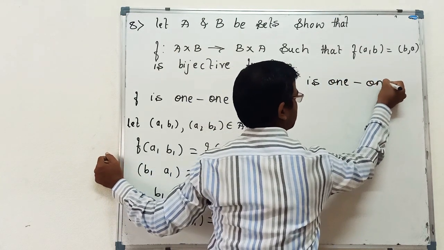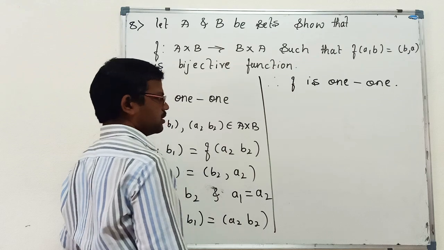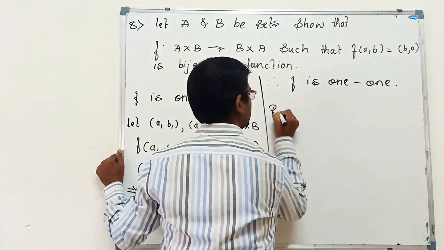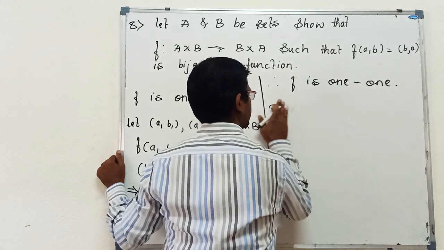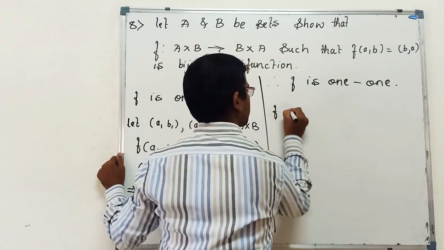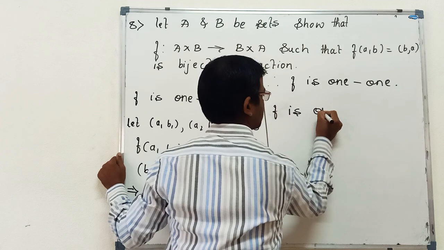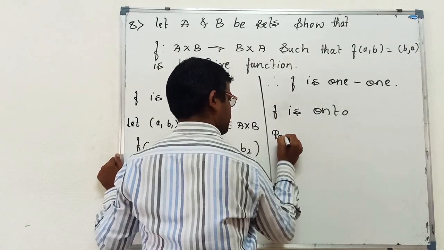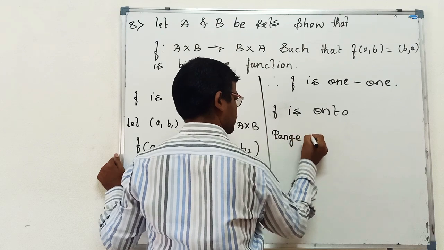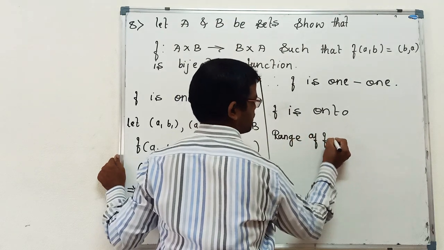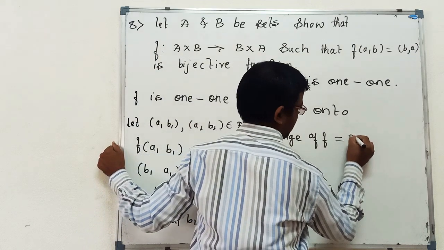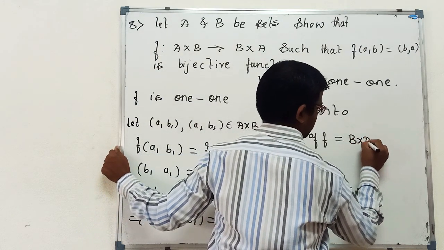Next, f is onto. The range of f is equal to, what is the range? B cross A is the range.